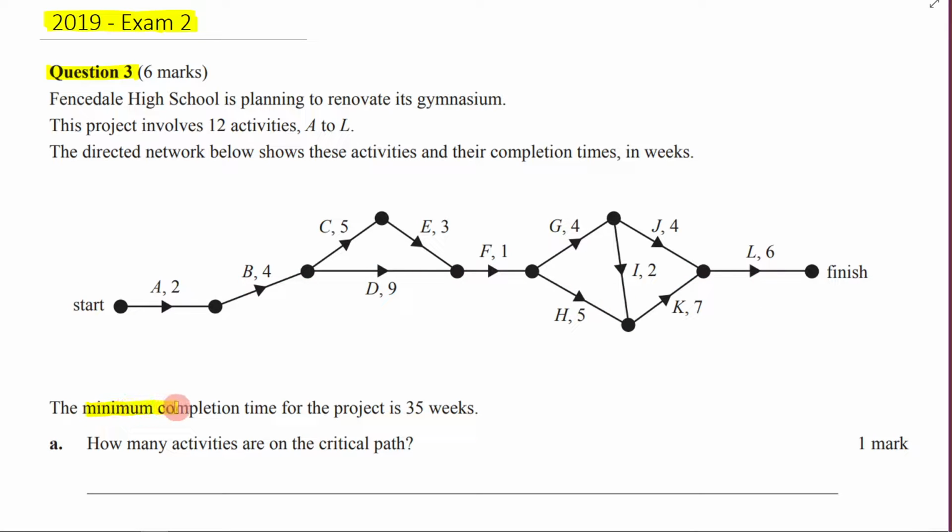The minimum completion time for the project is 35 weeks. So we know that the minimum completion time is 35 weeks. I'm going to put 35 right there. So I'm going to come to the end and I'm going to write 35.